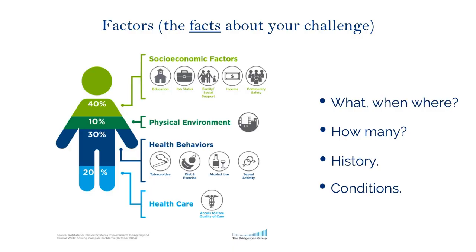The next thing to talk about is the facts about the challenge that you're facing. And this particular little infographic is looking at the facts around public health. So there are socioeconomic facts, there are facts of the physical environment, of pollutants, of opportunity to be outside, to get exercise, to breathe healthy air, drink clean water. There are health behaviors, and there are health care availabilities.